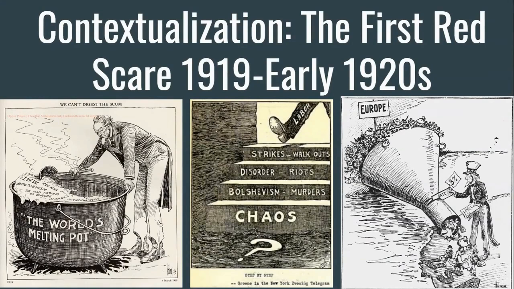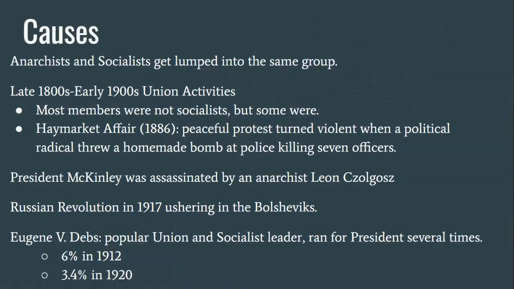Okay, now let's get into some of the causes of the first Red Scare. First, a little disclaimer, socialists and anarchists are being combined. I know there's a big difference between these two groups' ideology, but they tended to get lumped together in this era as political radicals. So even if it was an anarchist that assassinated the president, the general public did not differentiate between anarchist or socialist.